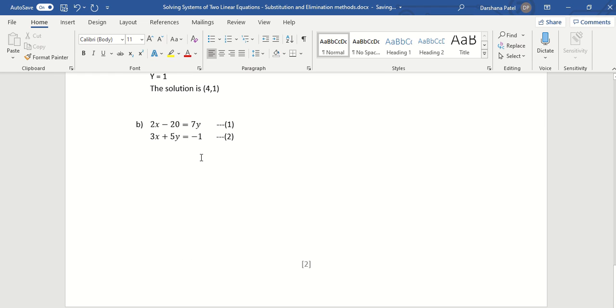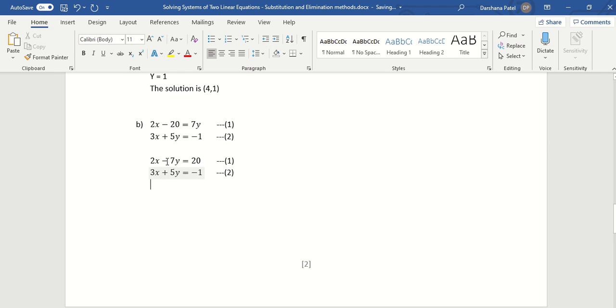Let's see another one. Now I have 2x minus 20 equals 7y, 3x plus 5y equals negative 1. We have to be careful here. In this method, we need to have x's underneath each other and we need to have y's underneath each other. So what we'll end up doing here is the first equation we'll have to reorder. So 7y going to the left, or subtracting 7y from both sides, we will get 2x minus 7y equals, and adding 20 on both sides. This will be our new first equation. It is basically reordering the first one. Now we have x's underneath each other, we have y's underneath each other, and coefficients on the other side.